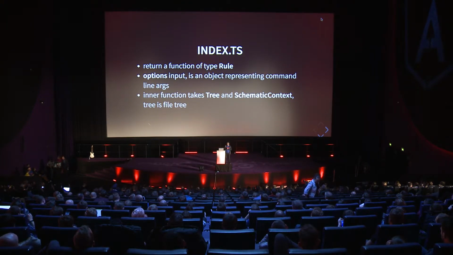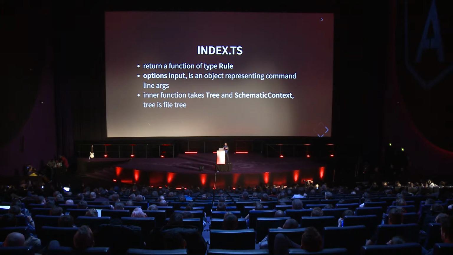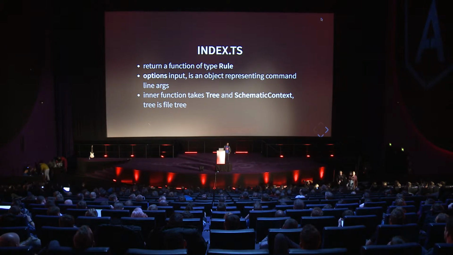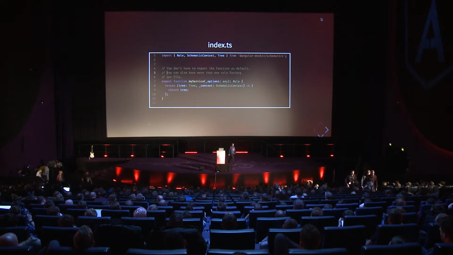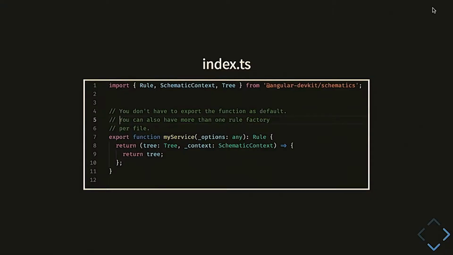So this rule, right? We have this function to start with. It returns something of type rule, and that thing has an options input, and we also have an inner function. We want to see code, right? We're developers. Yeah, a lot of slides, a lot of descriptions, but this is what it looks like. You're able to see this, right?